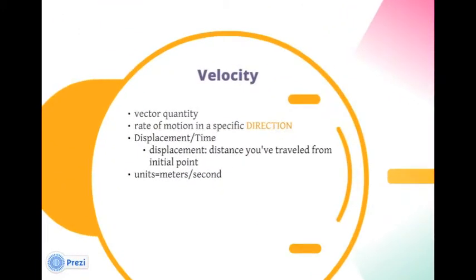Velocity is basically displacement divided by time. All you need to do is divide displacement, which is the distance you've traveled from your initial point, by the time elapsed.